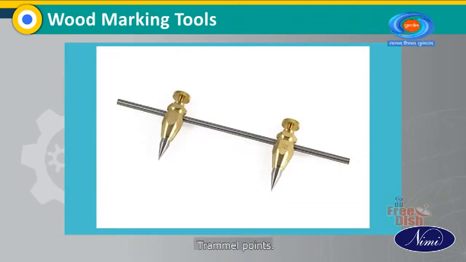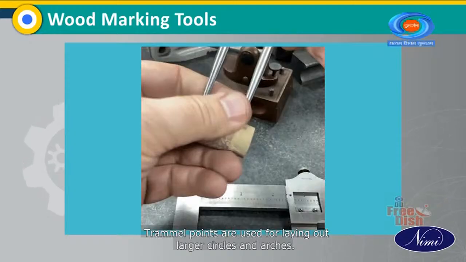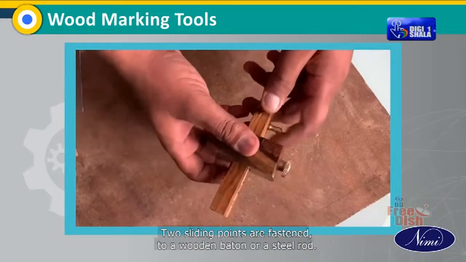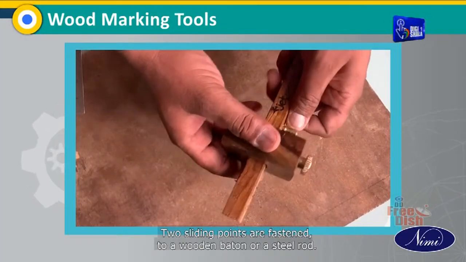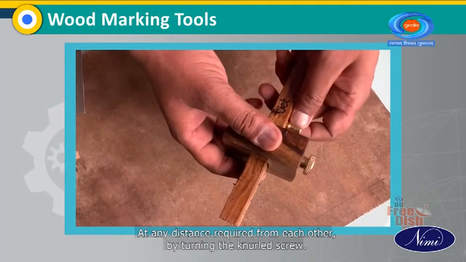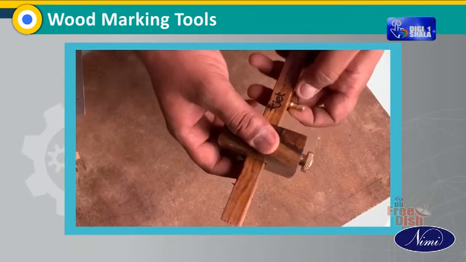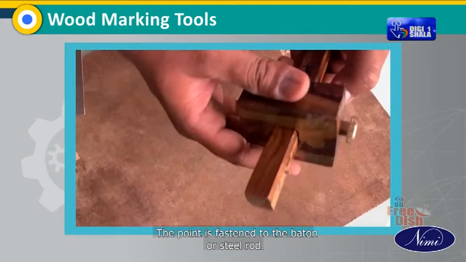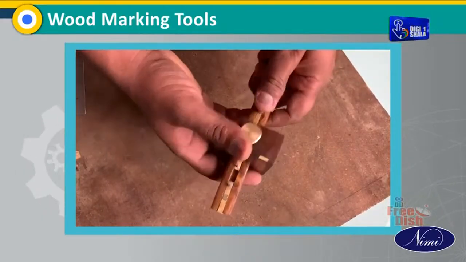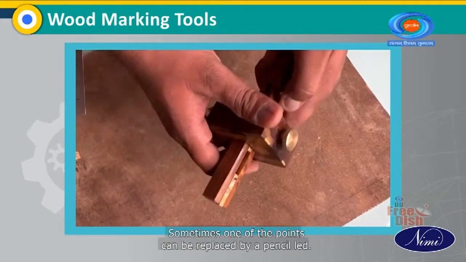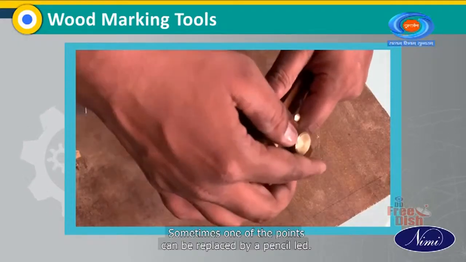Trammel points. Trammel points are used for laying out larger circles and arcs. Two sliding points are fastened to a wooden batten or a steel rod at any distance required from each other by turning the knurled screw. The point is fastened to the batten or steel rod. Sometimes one of the points can be replaced by a pencil lead.